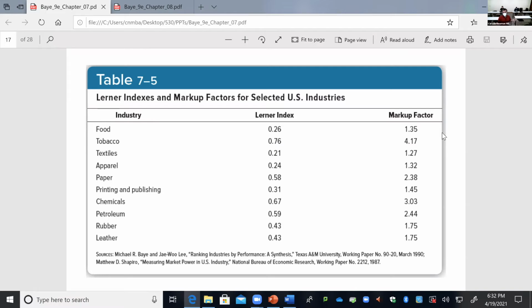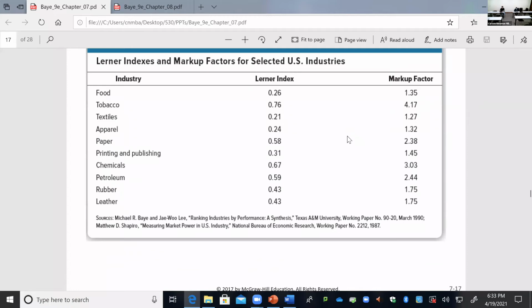Like tobacco, there's not much competition in that industry. Chemicals, not much competition. And remember, we looked at the concentration ratios and Herfindahl-Hirschman index for these industries, and you can see the same result. It's just a different measure of competition. This is just using price and marginal cost. It's like different ways of measuring competitiveness, basically.